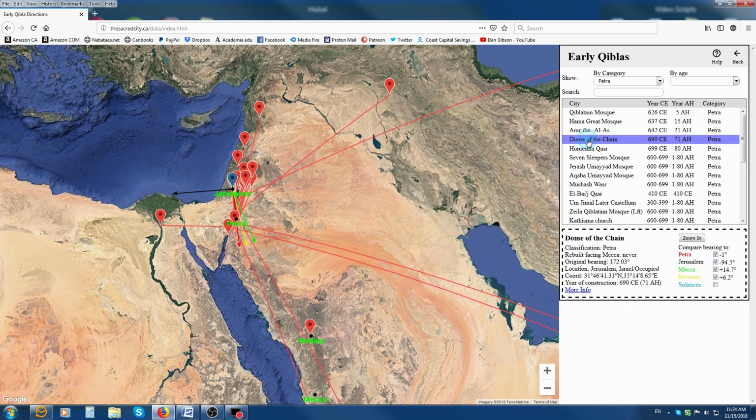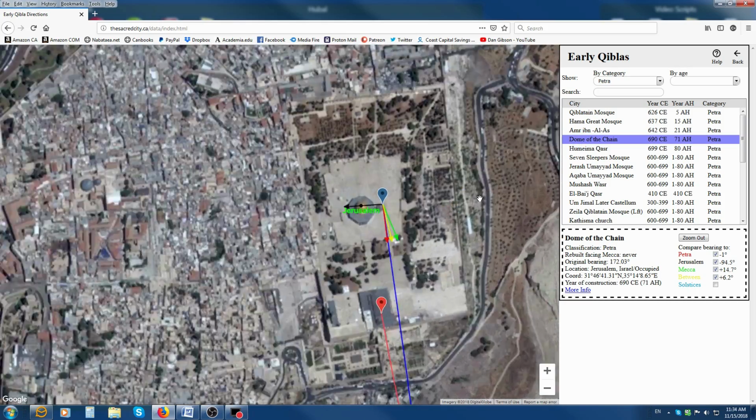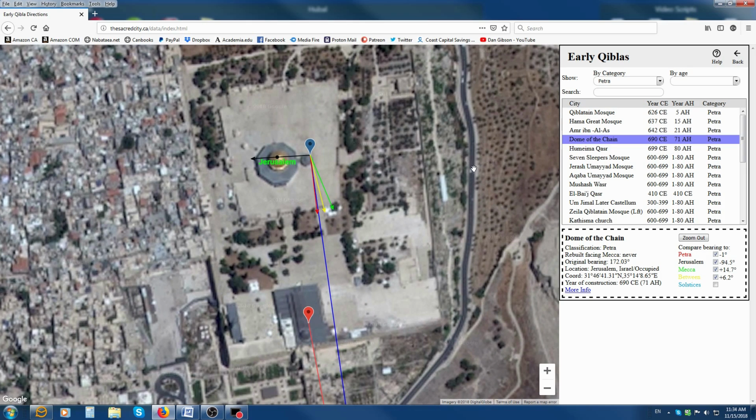Here is the Dome of the Chain, the one just above it. I've clicked on it. It gives the classification. We have more information. So if I double click on that, it will bring me down closer to it. I'm looking now on the Temple Mount in Jerusalem.